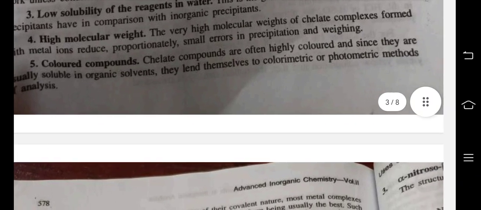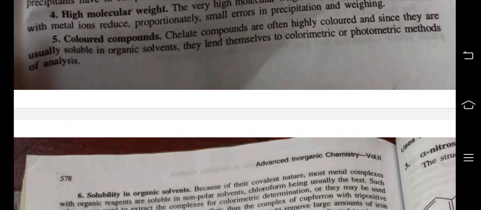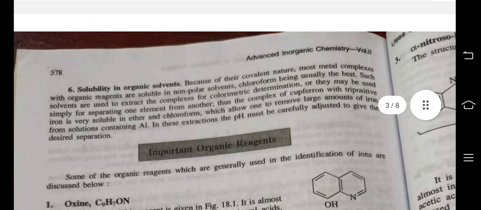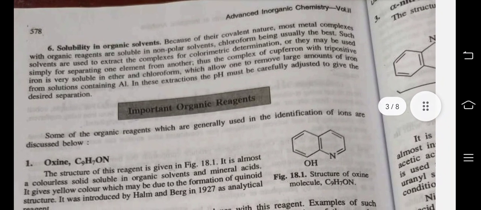Chelate compounds are often highly colored, and since they are usually soluble in organic solvent, they lend themselves to colorimetric or photometric methods of analysis. Next is solubility in organic solvents. Because of their covalent nature, most metal complexes with organic reagents are soluble in non-polar solvents. Chloroform being usually the best, such solvents are used to extract the complexes for colorimetric determination, or they may be used simply for separating one element from other.